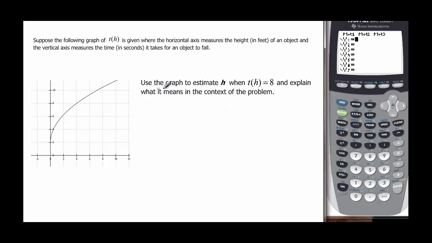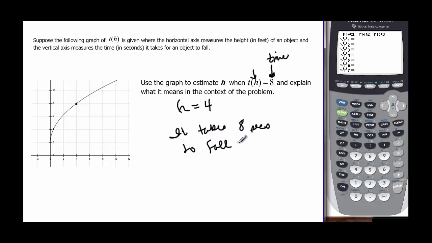And finally, estimate h when t of h is equal to 8. So this is going to be our time. We know this is 8 seconds because we want to find the height. So we look at 8 on our graph and we go across, and it looks like it's this point right here, which is right above the 4. So h is equal to 4, which means that it takes an object 8 seconds to fall 4 feet.